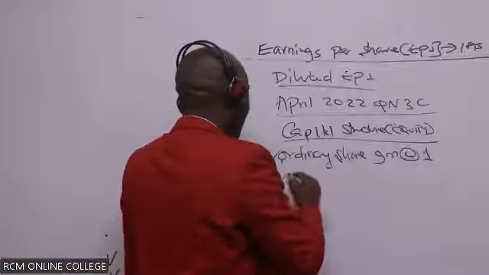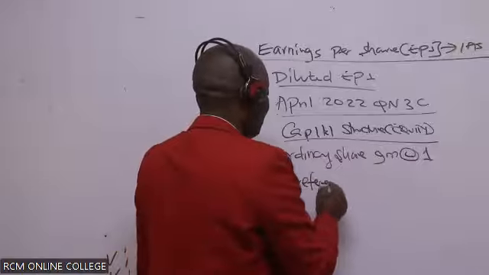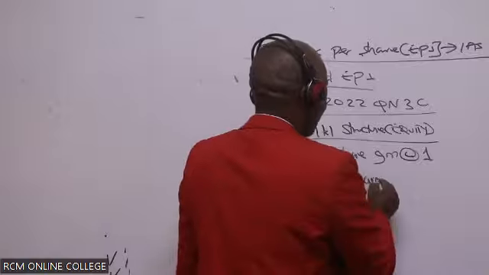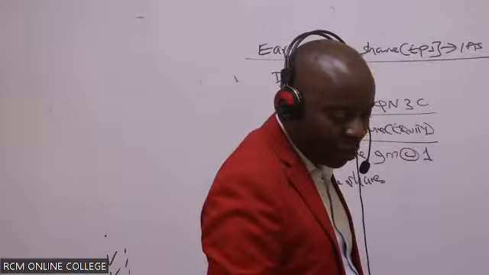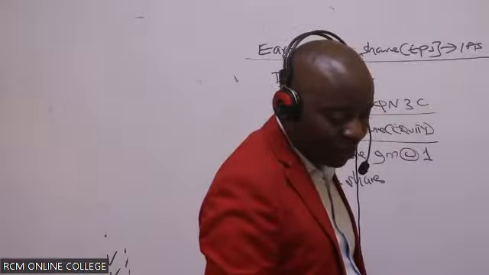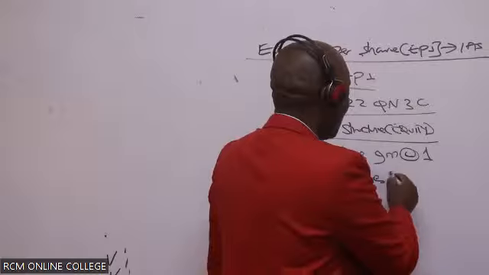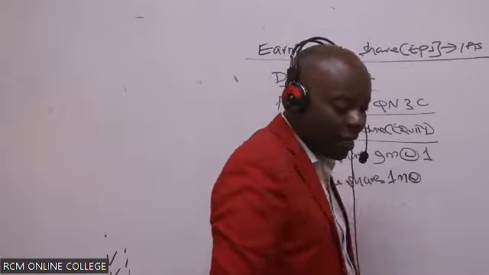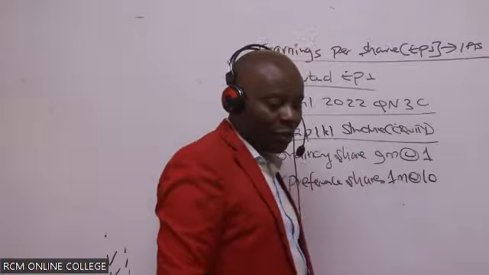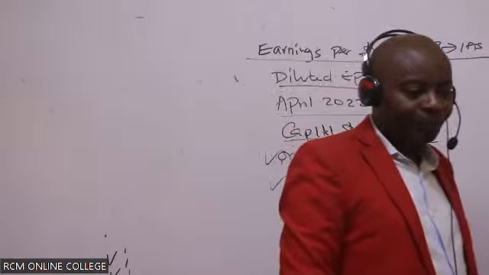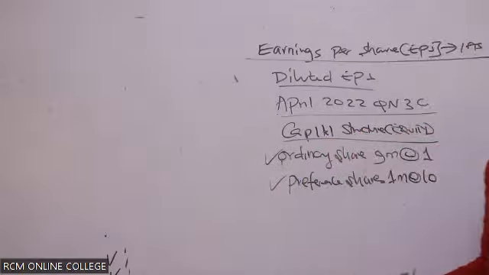And then they had preference shares, 1 million, and each had a par value of 10. Great. So this is 1st October 2020. It's good to get your timings right.